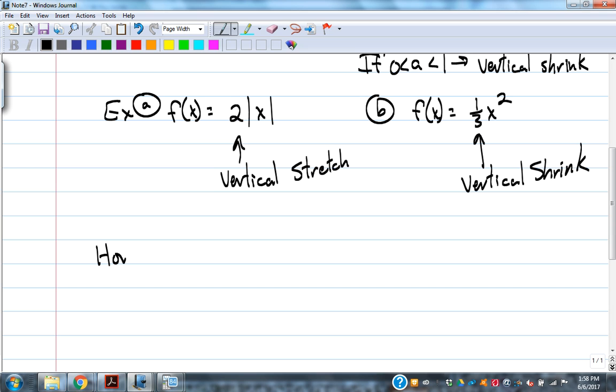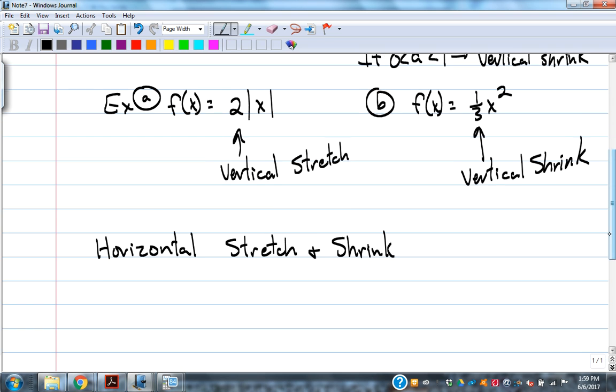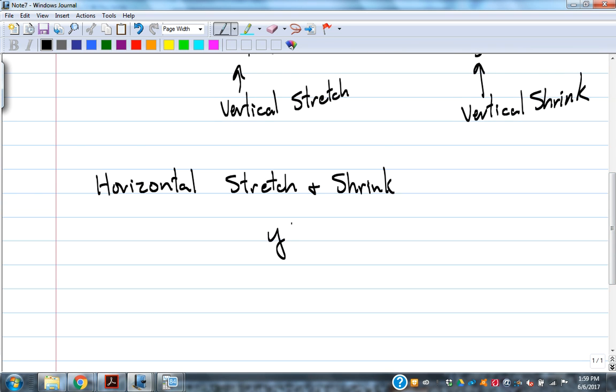When you deal with the horizontal stretch and shrink, that happens on the inside. So you're taking the original function and something's happening to x, you're multiplying to x on the inside. And with that one, it's a brain bender here, guys. It's the opposite. If it's a big number, it's a horizontal shrink.